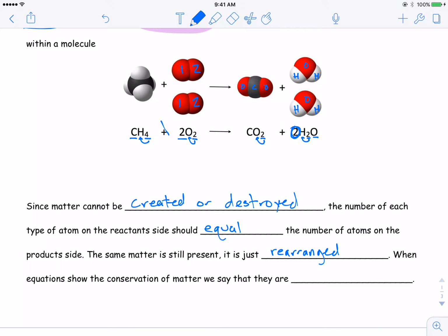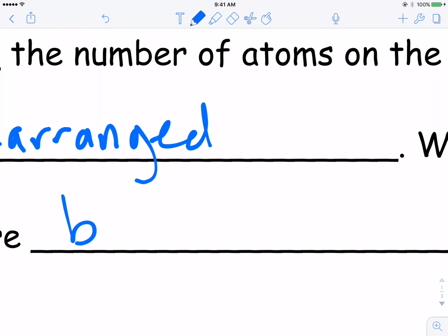These atoms break bonds and form new bonds. When equations show the conservation of matter, when they show that nothing was created or destroyed, we say that those reactions are balanced.